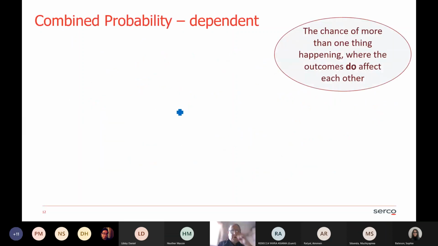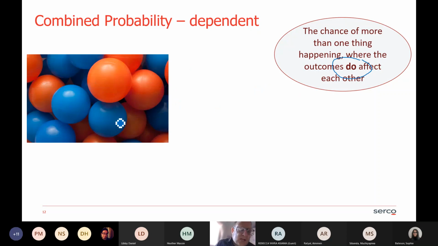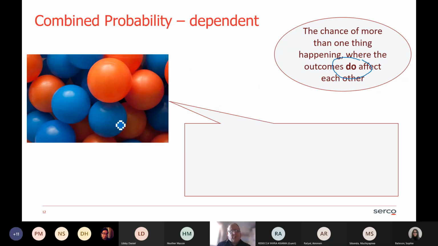Probably more complicated, I would argue, is a dependent probability tree. This is the chance of more than one thing happening where the outcomes do affect each other. Now let's give you a scenario. We have a bag of red and blue balls, not as many as in the picture there. And in the bag, there are 3 red balls and 2 blue balls.